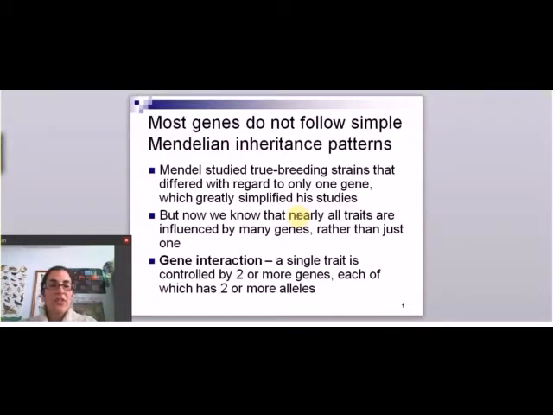First of all, it turns out that he always studied traits that differed with regard to only one gene. So he was looking at traits that were only controlled by one gene. And that greatly simplified his studies and his results.